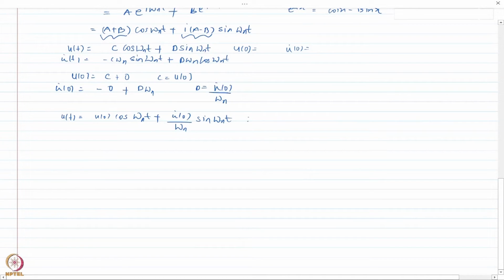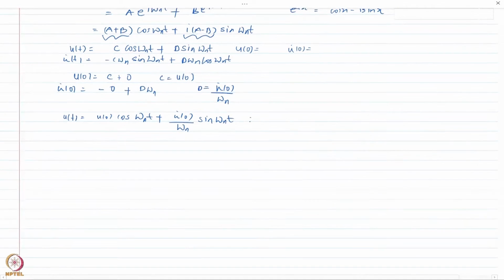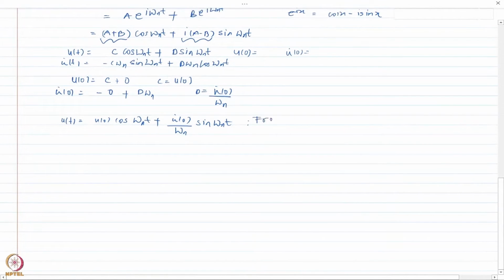And of course, depending upon whatever the values of u0 or u dot 0 you have, you can obtain the specific numerical value of u of t. Let me write it: this is free undamped vibration.